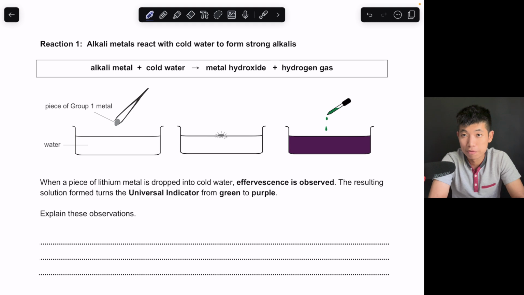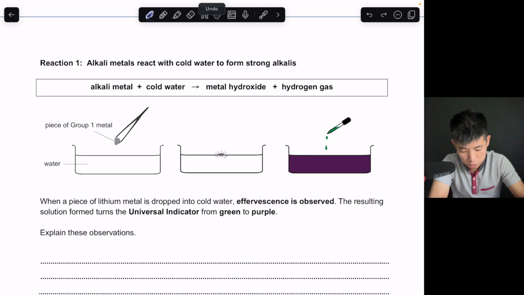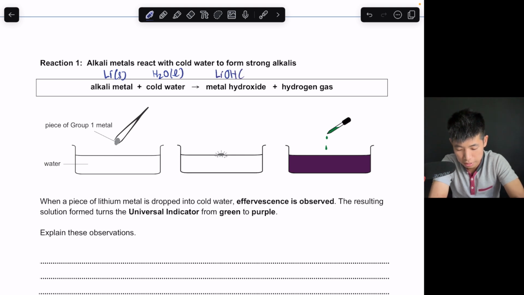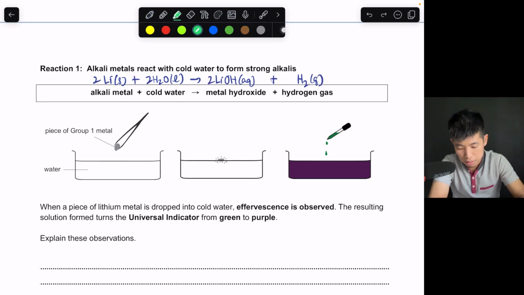We observe that the metal floats and it darts around the surface. We also see effervescence. The gas being produced is hydrogen gas. We can actually test that using a lighted splint. What is going on is that when the alkali metal reacts with water, it forms the respective metal hydroxide and hydrogen gas. So if we take lithium, for example, adding it to cold water, we form lithium hydroxide and hydrogen gas. Balance the equation. What happens if we add universal indicator to the solution?